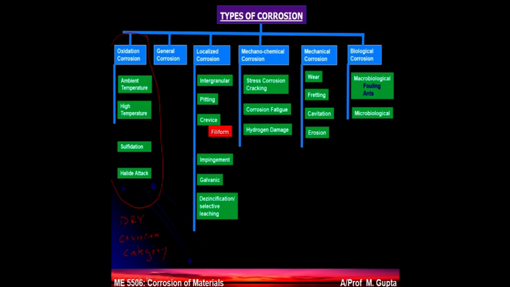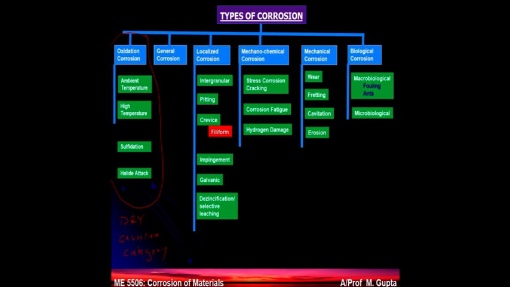And then we have other types of corrosion which we have not seen so far, which is the general corrosion, localized corrosion, in which you have intergranular corrosion, pitting corrosion, crevice corrosion. A specialized type of crevice corrosion is the filiform corrosion. Then you have impingement corrosion, galvanic corrosion, and selective leaching.